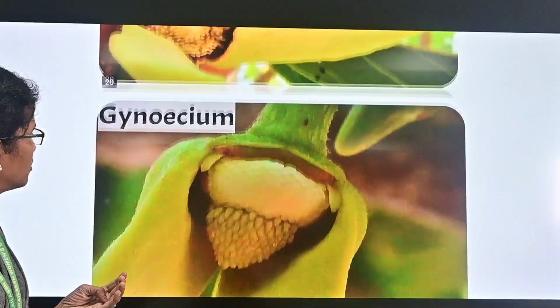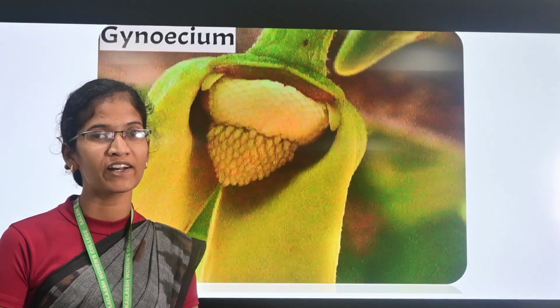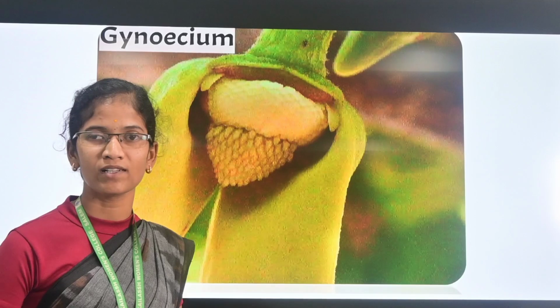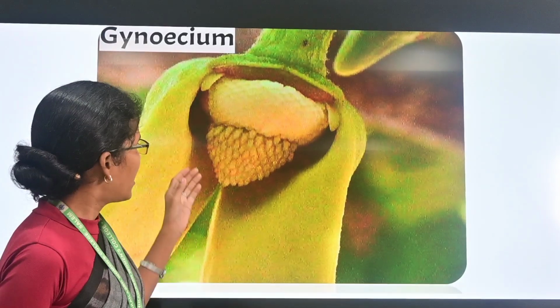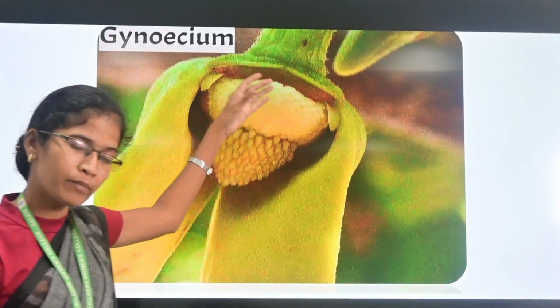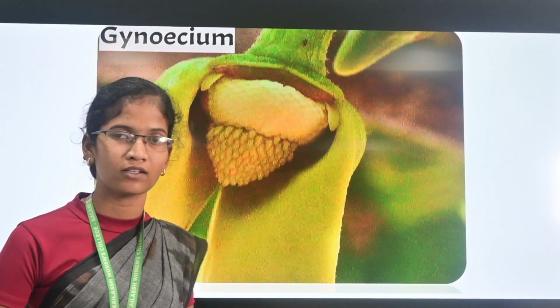Next slide. Gynoecium. What is gynoecium? Gynoecium is the female reproductive part. It consists of a number of carpels. Carpels are the female reproductive part, and here it has a torus part. Above the torus part, it has the female reproductive part.